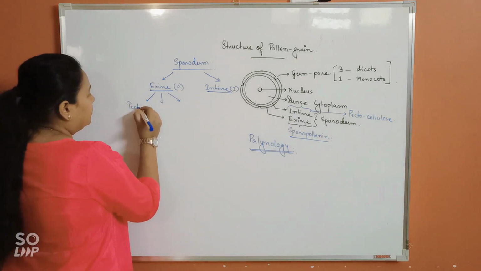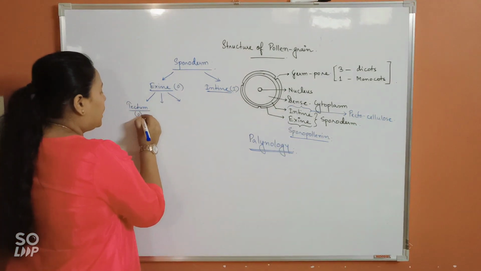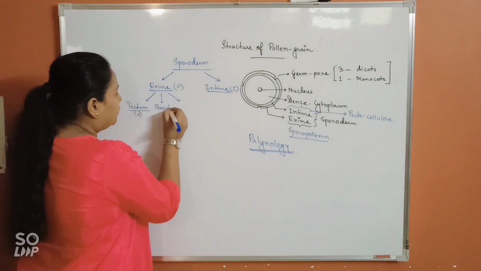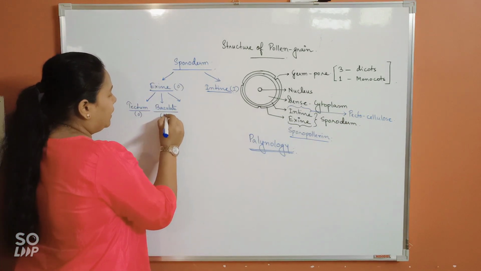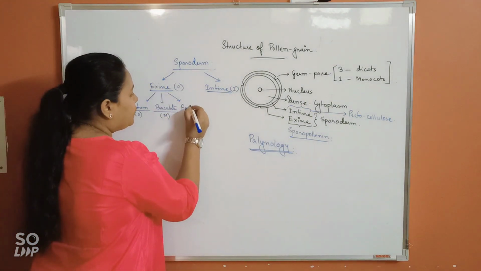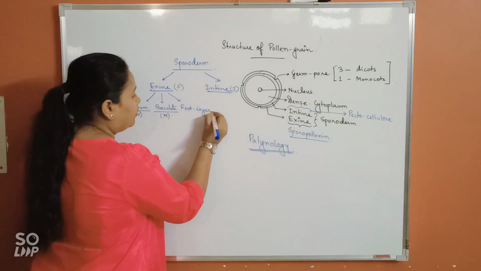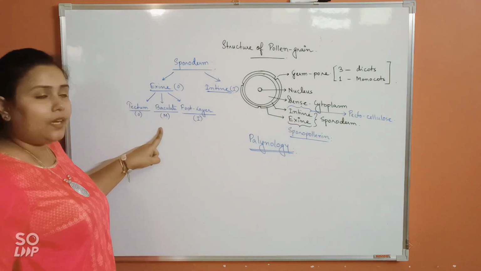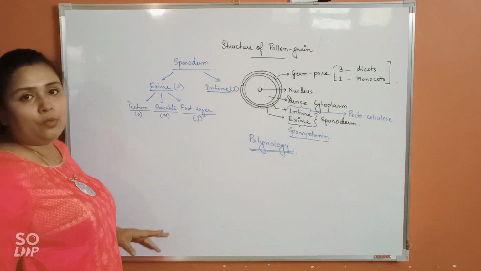Tectum, which is the outermost discontinuous layer. Baculate layer, that is the middle layer. It is also discontinuous, and the innermost is the foot layer. This one is continuous. These 2 are discontinuous layers and this one is a continuous layer. Outermost, middle and innermost layer.